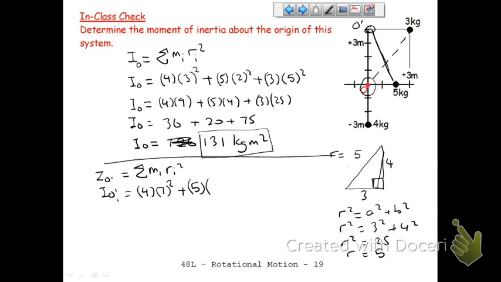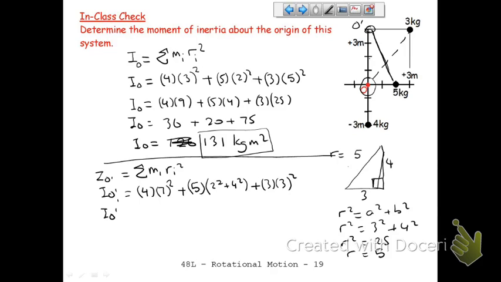So that would be 5 times 2 squared plus 4 squared. I want the square root of that to get that distance, but I've got to square it, so it's going to be 2 squared plus 4 squared. Everybody okay on that? Using Pythagoras. And then on this guy, it's going to be 3 times 3 squared, by the look of things.